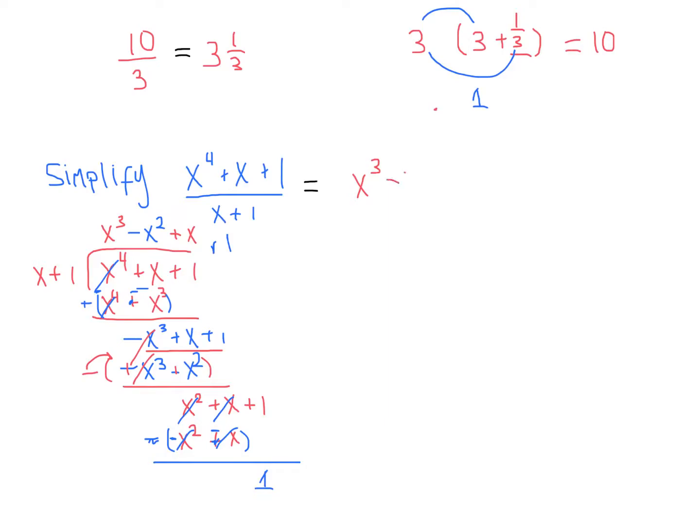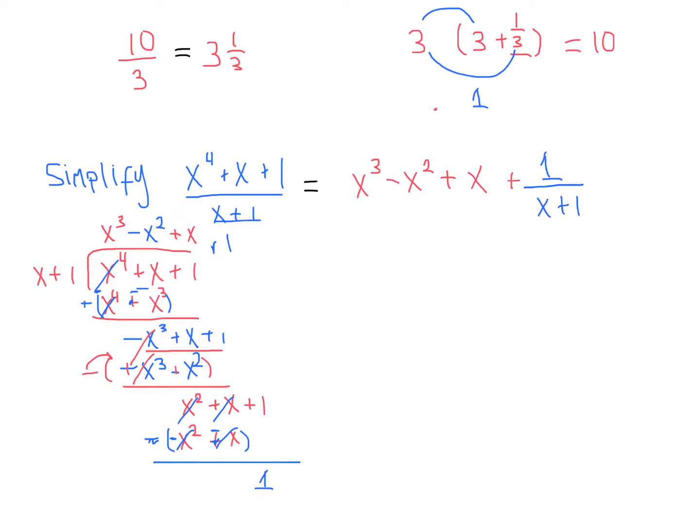Okay, so let's think about how this simplification will look. X to the third minus x squared plus x with a remainder of 1. Okay, so think back to this example up here, right? I had a remainder of 1 as well. The way I wrote my quotient was the number of times that 3 went into 10, the number of times x plus 1 goes into x to the fourth plus x plus 1 is this polynomial here, and then I add on the remainder over the divisor, right? Because I will need that, and I'll show you why this works in a second. So we're going to add on the remainder 1 divided by the divisor, which is x plus 1.